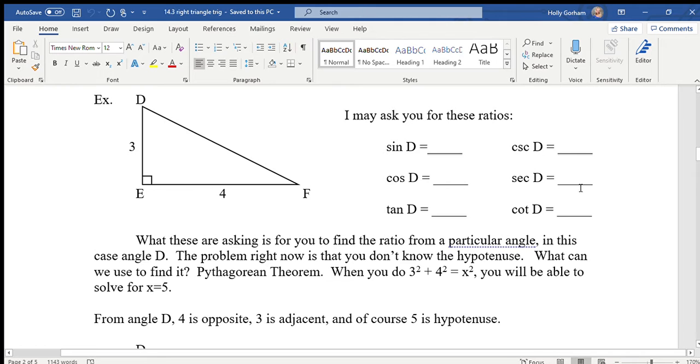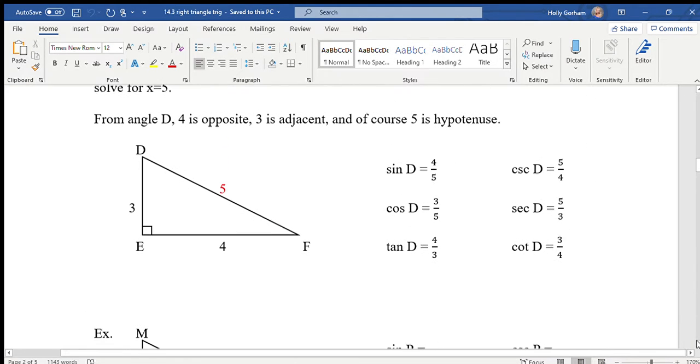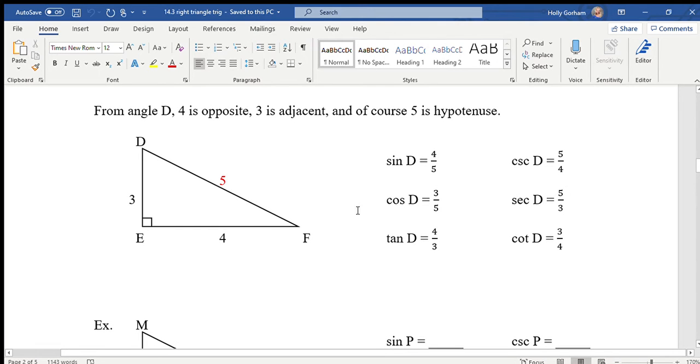So when you are asked for the 6 ratios, here's the trick. You look at this triangle and hopefully you realize you're missing the hypotenuse. So we want to use the Pythagorean theorem to help us find that hypotenuse, or you may know that it's a 3, 4, 5 triangle. Since we're evaluating from angle D, 4 is on the opposite, 3 is on the adjacent, 5 is on the hypotenuse. And so when you use your ratios from above, these are the fractions that you get for these answers. If you need to scroll back up and look at the ratios or pause, now's the time.